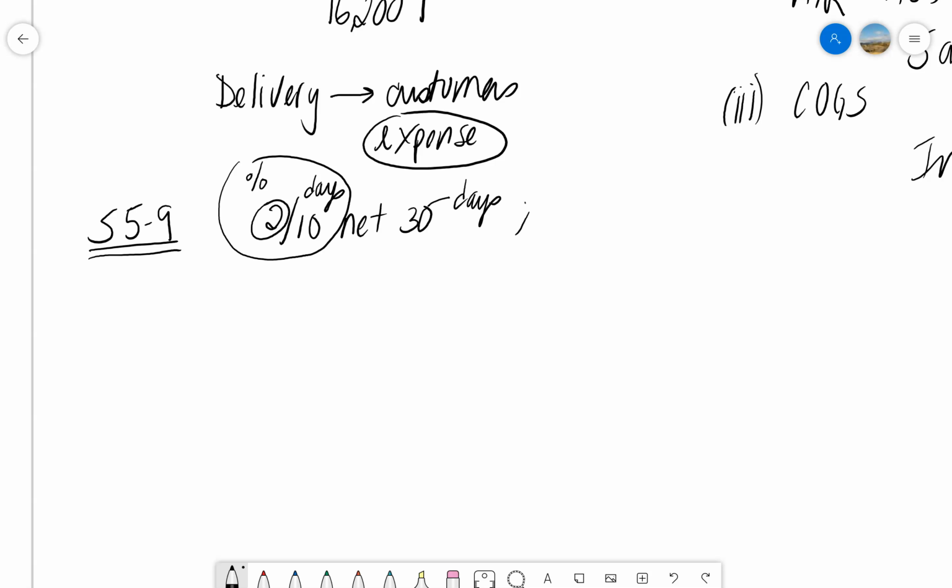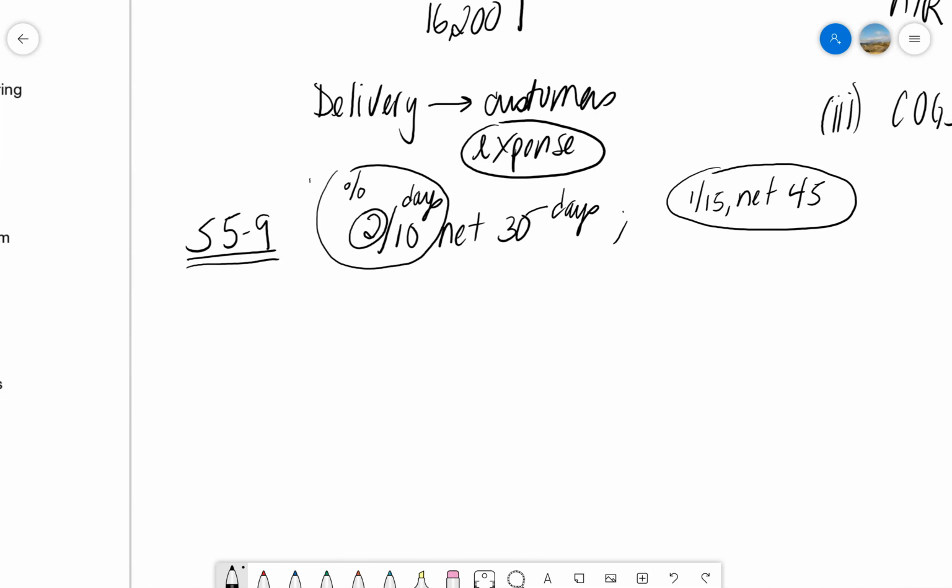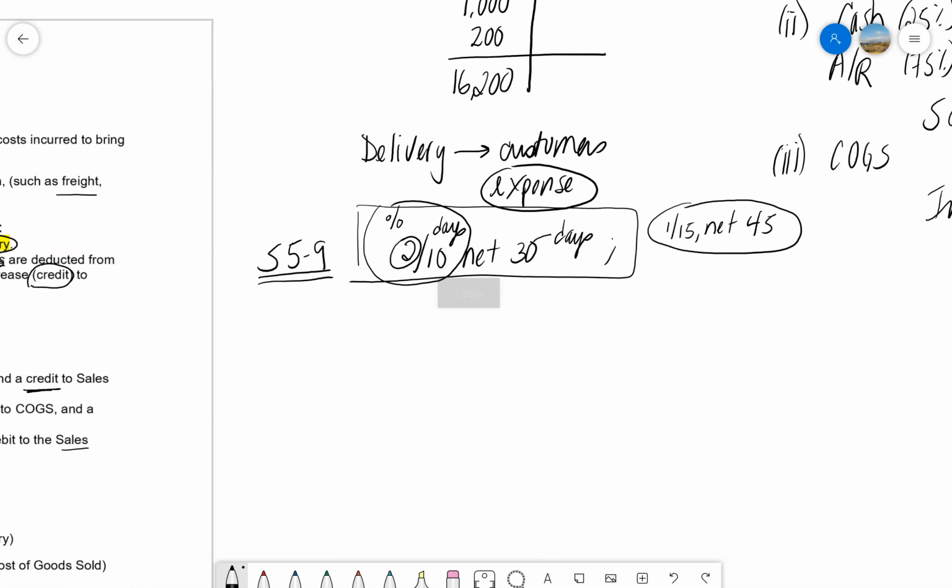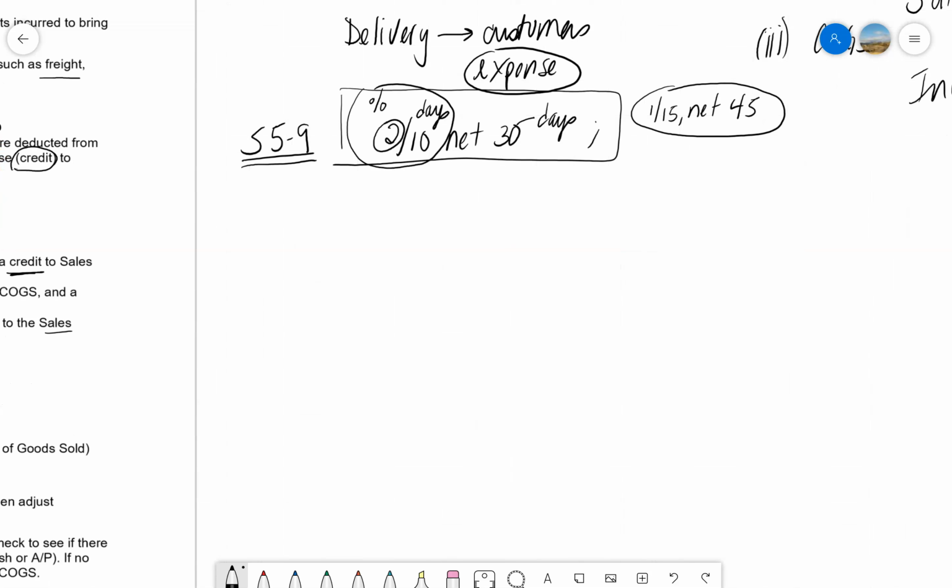You could also see things such as 1/15 net 45. All this would say is that you get a 1% discount if you pay the balance in 15 days. Otherwise, the net amount is due in 45 days. So there's different ways of expressing the credit terms. It could be a variation to what we have in this question. Again, in this question we have the credit terms 2/10 net 30, so let's focus on that one for Starter 5-9.